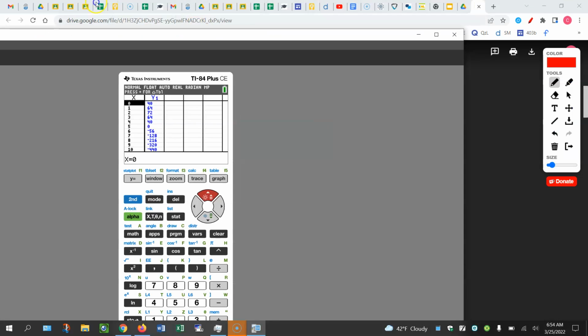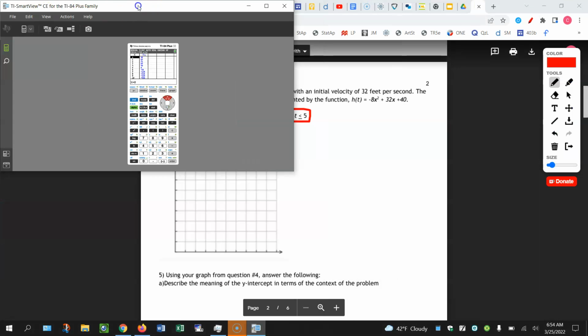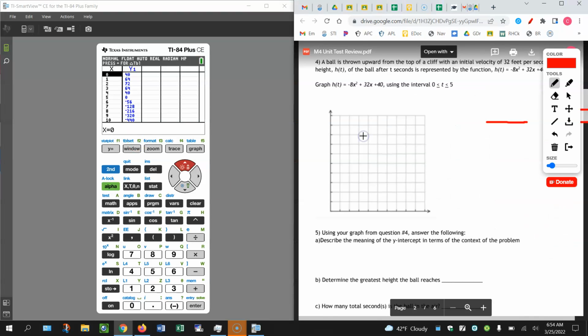So let me do this so I can see both. Okay, so I'm going to create a T-chart here. I have X and I have Y. And X is 0, 1, 2, 3, 4, and 5. I'm not just making up those numbers. They said graph it from 0 to 5. So that's exactly where that's coming from.